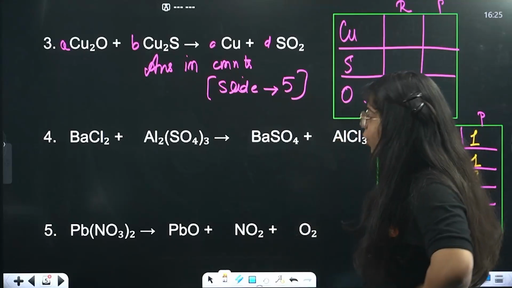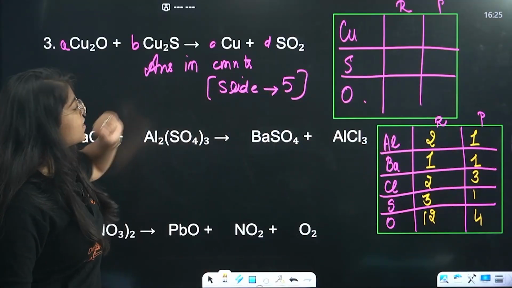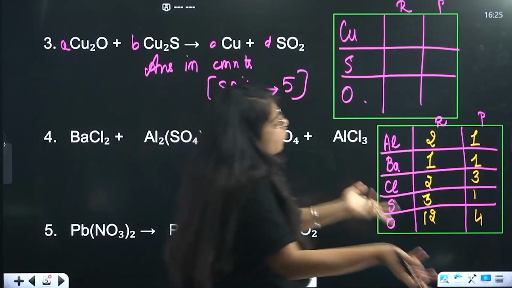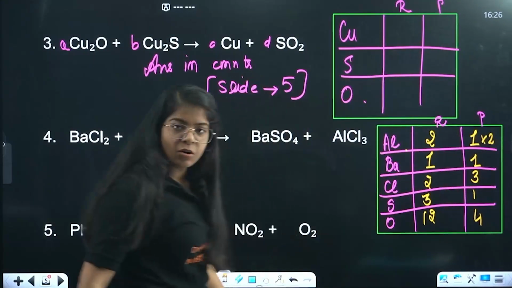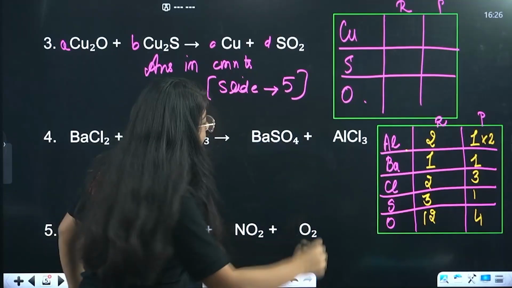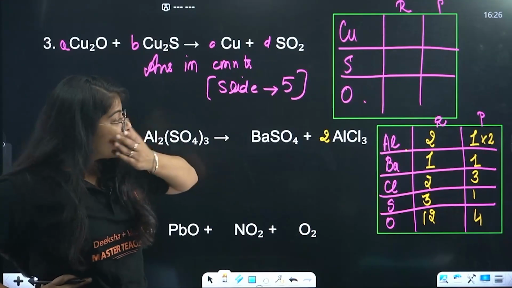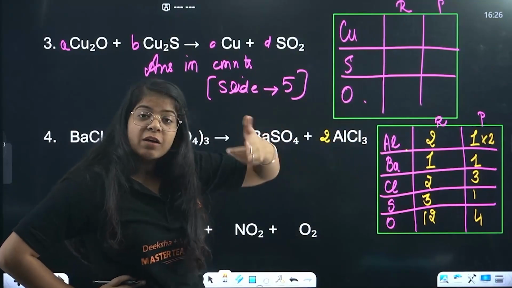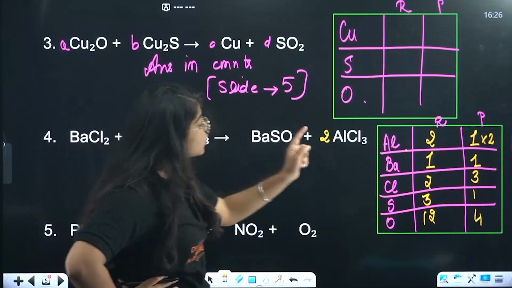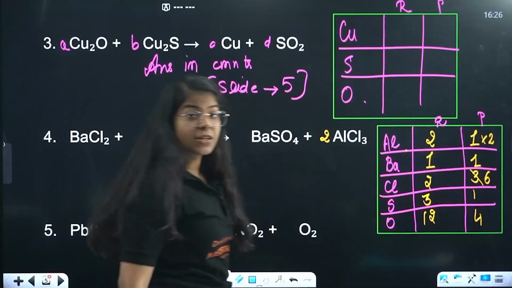Now let's start. We have aluminium 2 on the reactant side and 1 on the product side. I'll just multiply this with 2 and both will be balanced. So this will be 2AlCl3. But there is Cl also here, right? So in trying to balance aluminium, we unbalanced chlorine. Now chlorine is 2 into 3, that is 6. So this is not 3 anymore, it is 6.